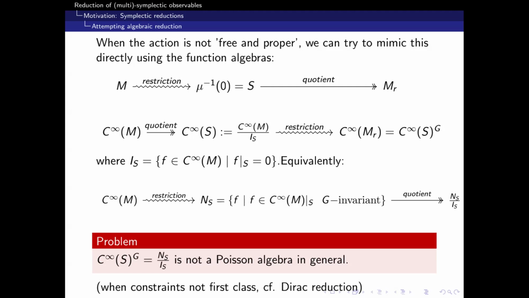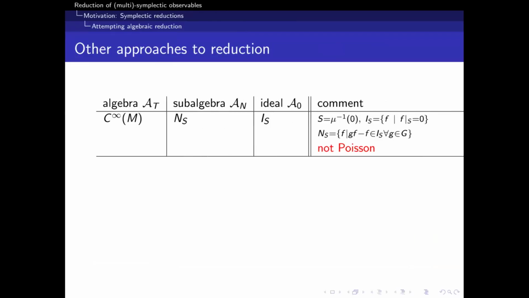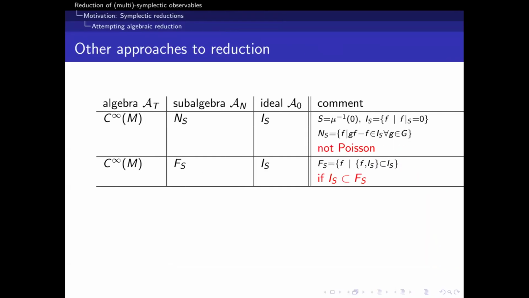But one thing which one can do is to look at different quotienting procedures. So the one we have just seen is we take those functions which are G-invariant on S and quotient them by the ideal. But something else which one could do is taking just the functions which preserve the ideal IS, and if IS is in it, then quotient Fs by IS. So this is this Dirac approach.